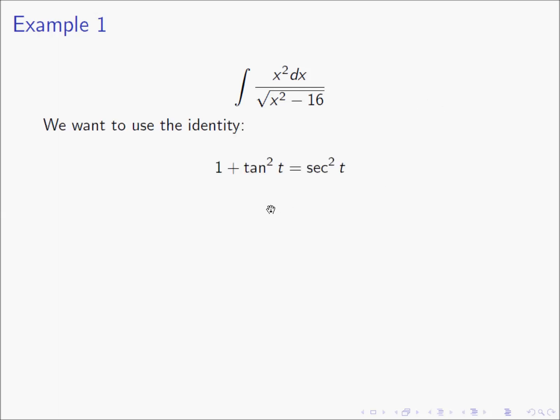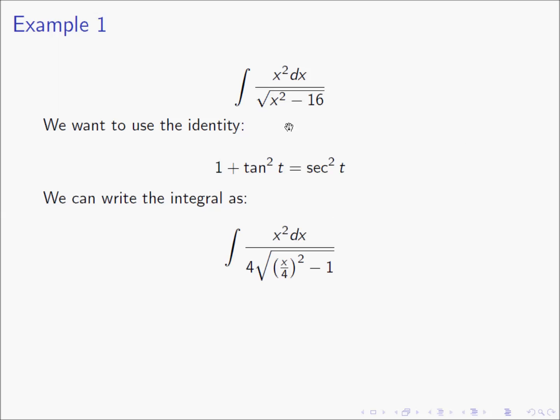And we want to use this identity. We saw in part 1 of this series of videos on trigonometric substitution that when you have a difference like this, when you have your variable squared minus 16, you should try to use this identity. And we're going to see why that is, because you can write this integral like this.